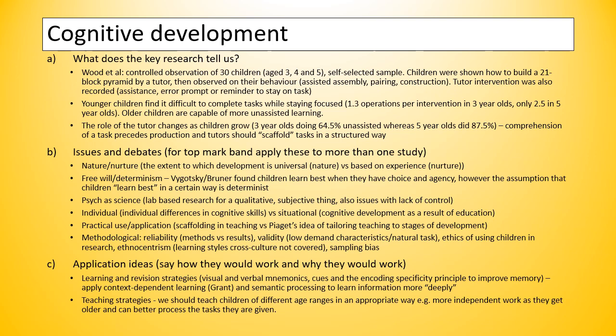We also can have some wider applications about teaching strategies here. We should teach children of different age ranges in a more appropriate way. So for example, more independent work as they get older. You might have found that with your A-levels over the last couple of years. And when people are more able to better process the tasks they are given, we can change our teaching style to reflect that, make more flipped learning so that children have a bit more ownership over their own learning. Sorry for saying children there, you're young adults, aren't you really?